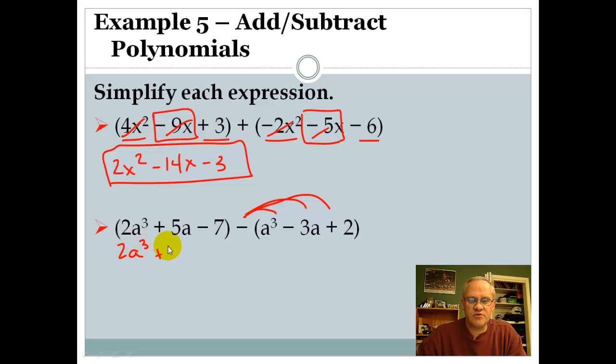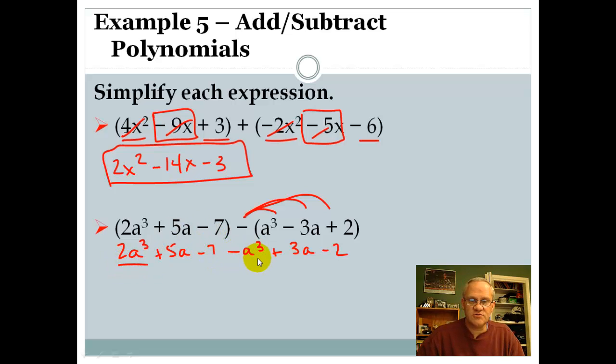So this 2a to the third plus 5a minus 7. Then it's going to be minus a to the third minus a negative, so plus 3a minus 2. I just like to rewrite that where I distribute the negative, and then that way I'm less likely to get confused later on. Okay, now that I've done that, combine the like terms.